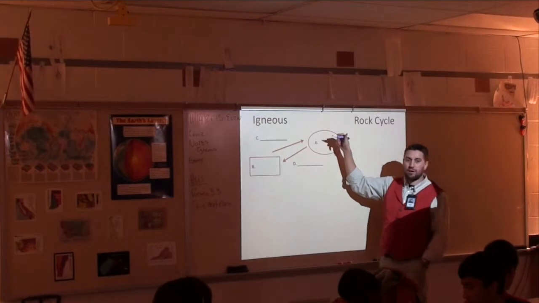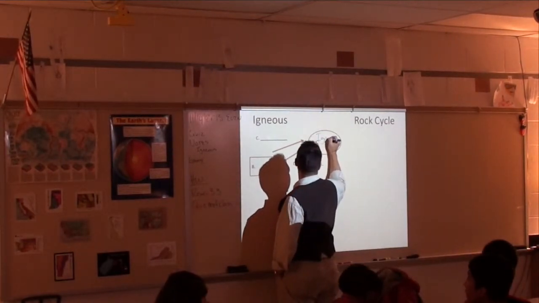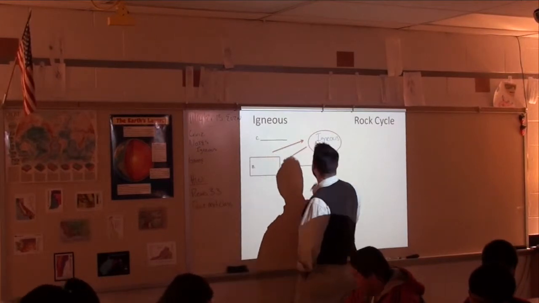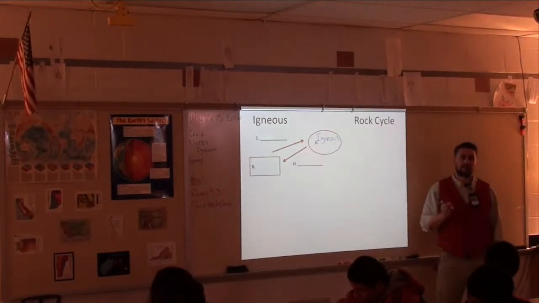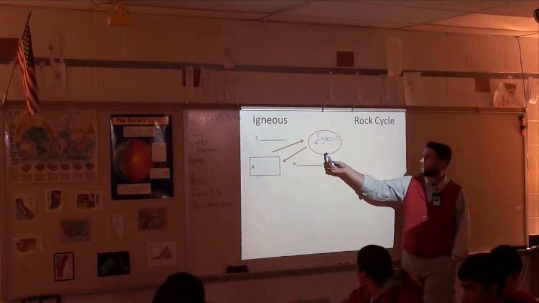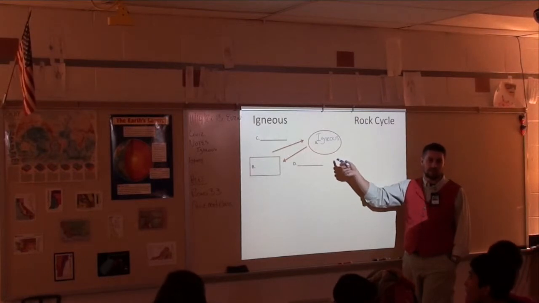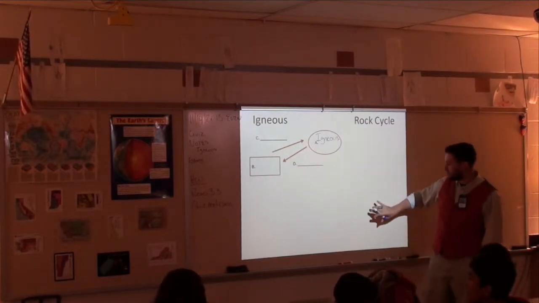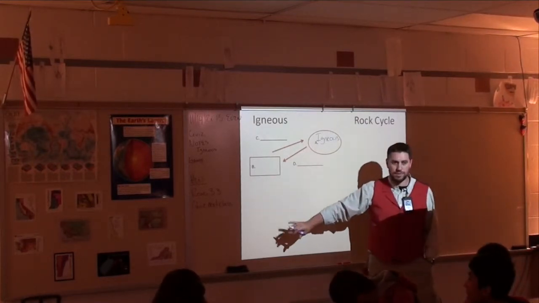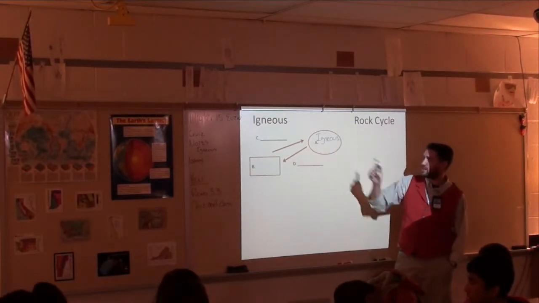We are talking about igneous rocks. Melanie wanted to know what the circles meant. The circles are the different rock types. So you'll have igneous rocks, sedimentary rocks, metamorphic rocks, but we're just talking about igneous rocks today. So igneous rocks, that's what goes in the circle.